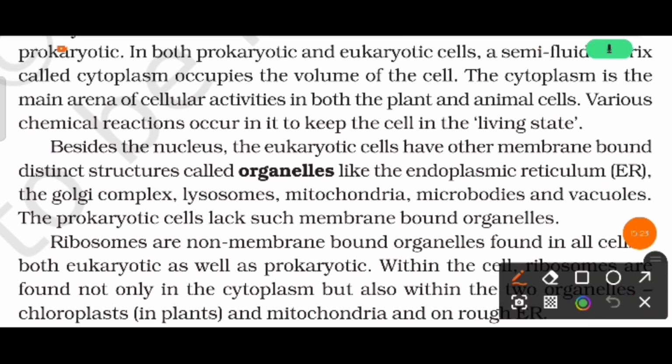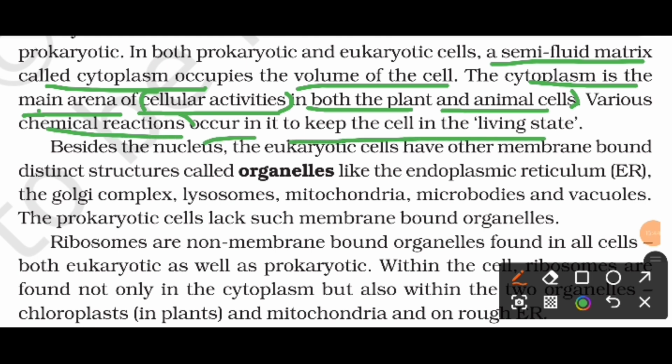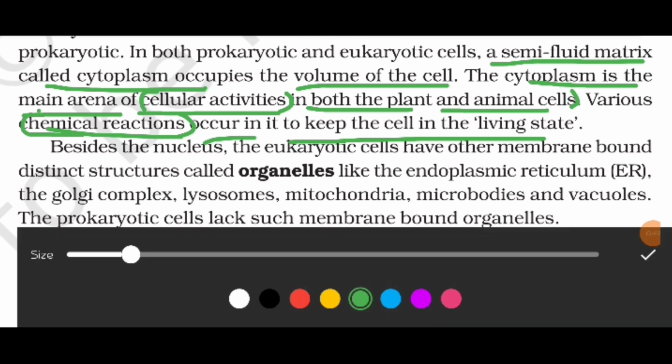So we have a semi-fluid matrix which we call the cytoplasm, which occupies the volume of the cell. Also, the cytoplasm is the main place for cellular activities in both plant and animal cells. It is where chemical reactions occur to keep the cell in a living state. These chemical reactions are the metabolic reactions which happen within the body to keep the cells alive.